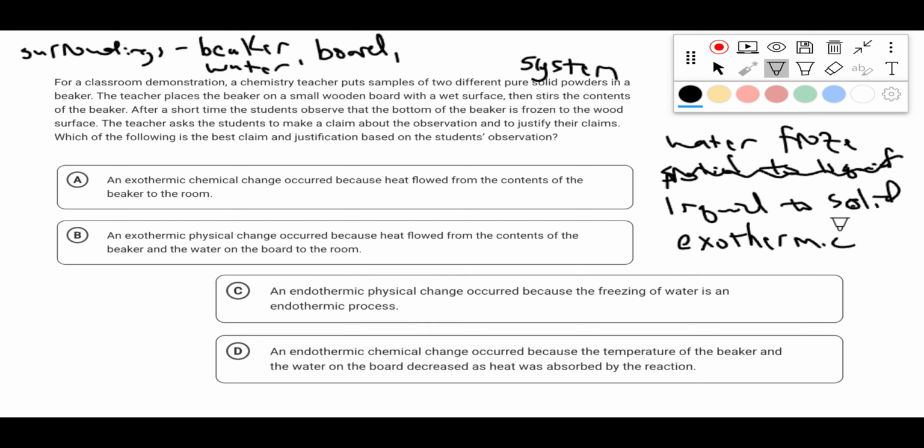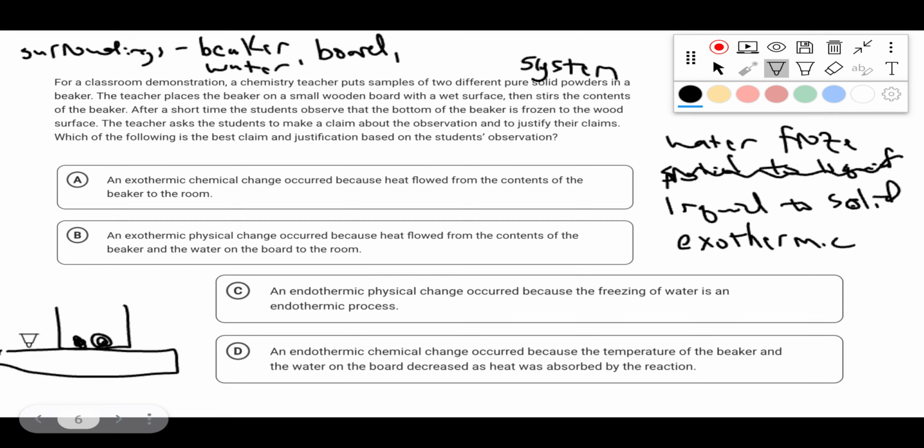So this heat is still part of the surroundings. This heat has to go somewhere. This energy that's being released as the water froze, this heat has to go somewhere. So if we were talking about, I'm going to draw a really terrible picture. So we have our beaker with our powders in it. And we have this board. We have the water, and the water froze.